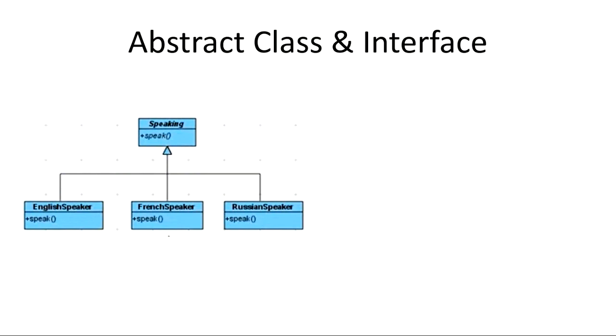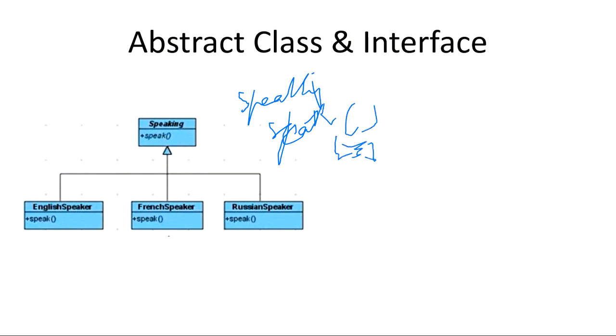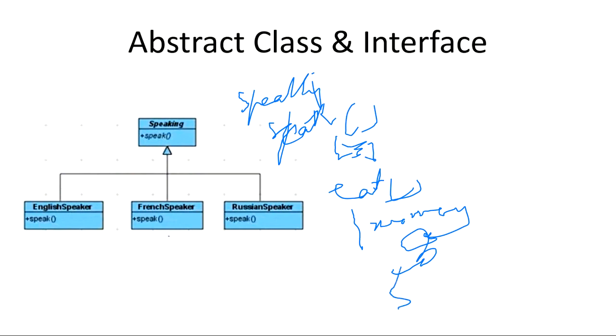Yes. And suppose in the speaking class, this is my speaking class and I have a function speak. This function I have only declared. I have not given the definition inside it. But I have another function, say eat, and inside it I have given the definition that the eat function will work in such and such a way. I have told everything about eat. Now will this speaking class be an abstract class or not?